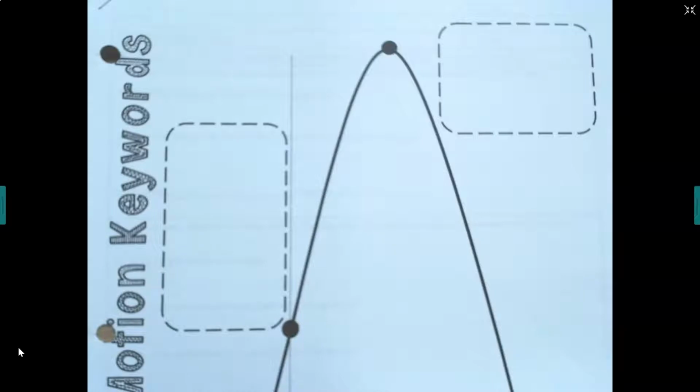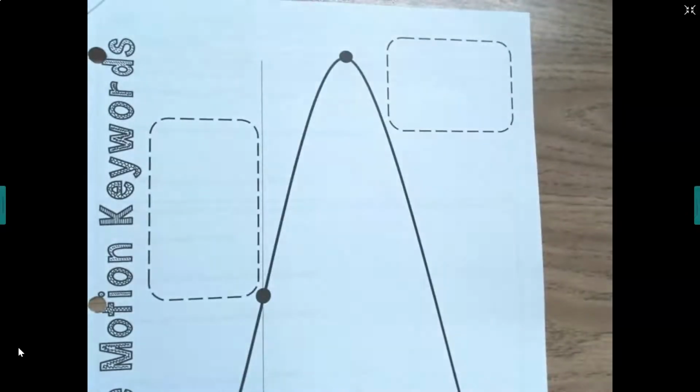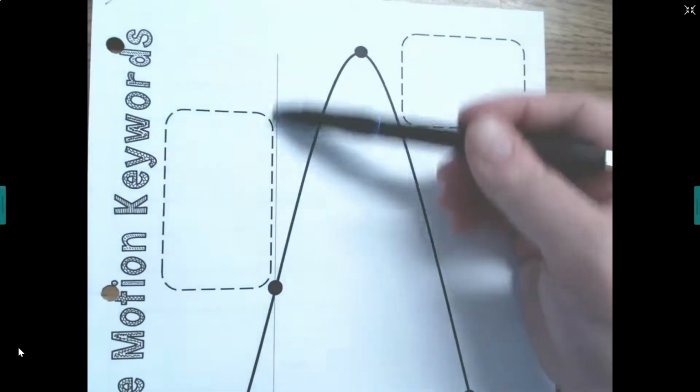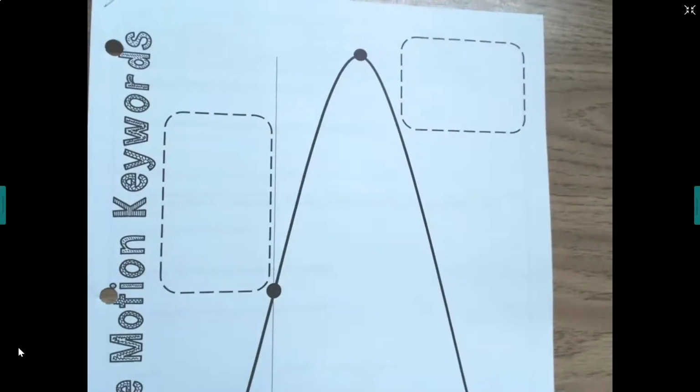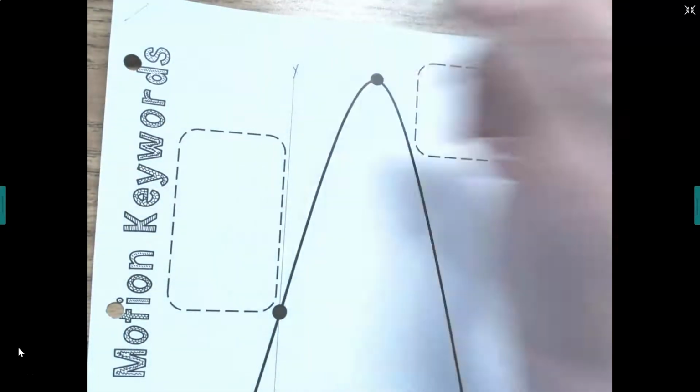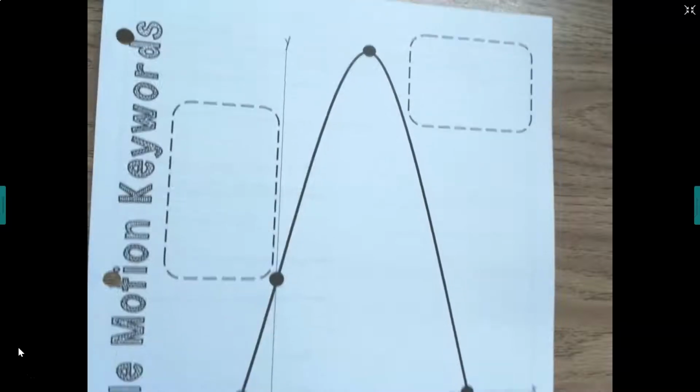So the first thing we want to do is I've created this organizer to help us think about what questions are asking and what that means for the characteristics. So let's take a look. Here we have our axes. We have our y-axis and our x-axis.